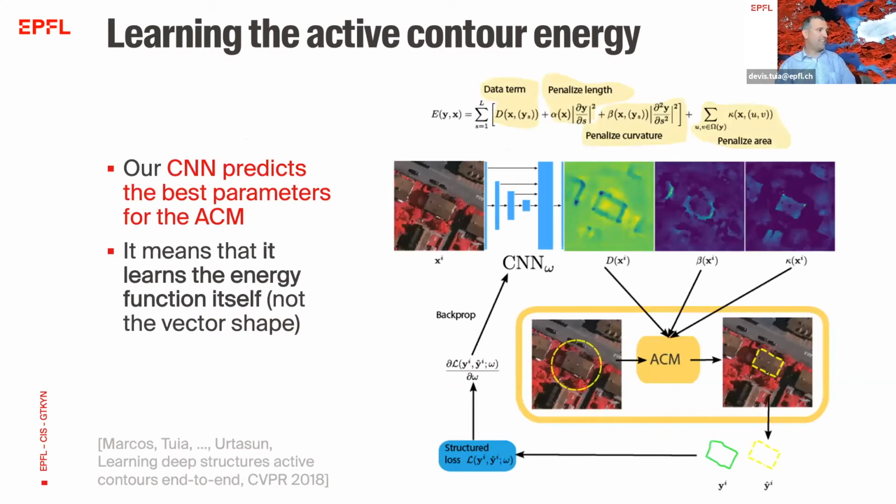And this is the story of what we did. We designed a convolutional neural network that, instead of predicting the vector shape itself, predicts the different ingredients of the energy of the active contour model. This means our CNN will predict these three maps. The first is the data term. It predicts an edge detector and learns it from data.